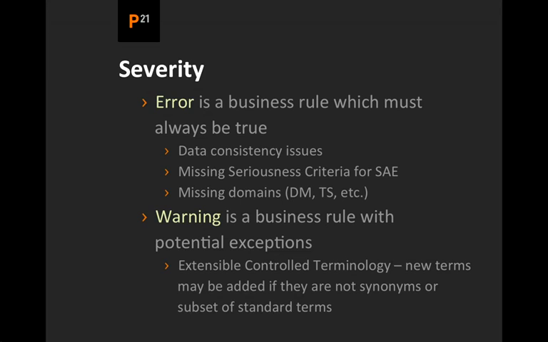While a warning is a business rule with potential exceptions, and extensible controlled terminology is an example. So you can add new terms if they are not synonyms or subset of standard terms.